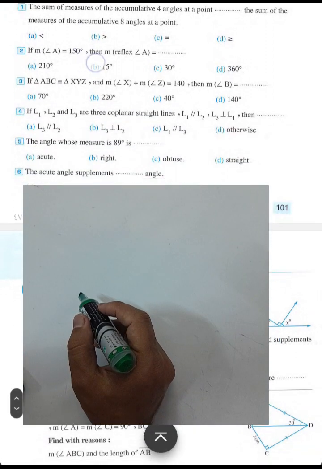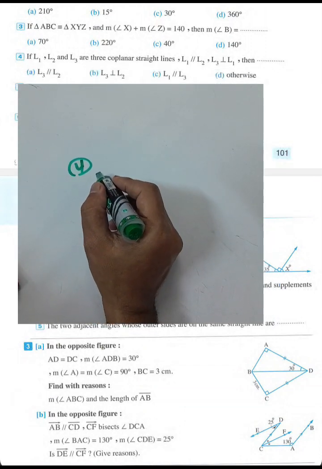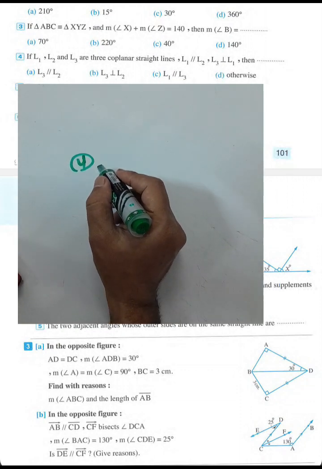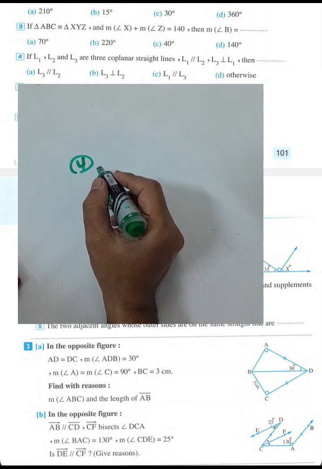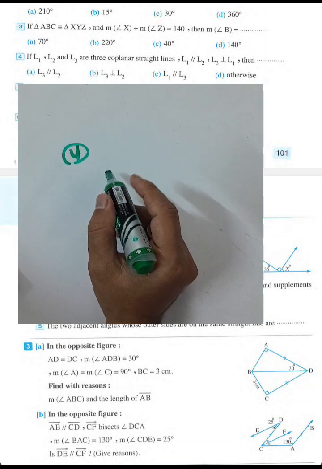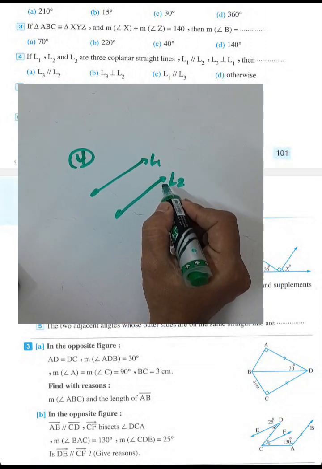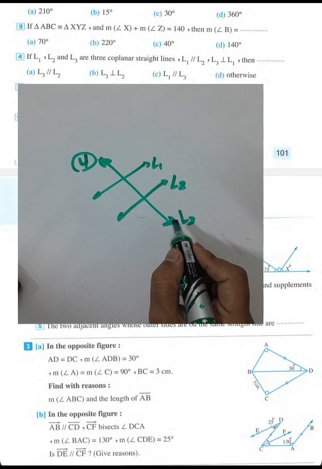Question number 4. If L1, L2, L3 are three coplanar straight lines, L1 is parallel to L2 and L3 is perpendicular to L1, then we want to find the relation between L3 and L2. Okay, I will draw here in the same plane. We have L1 parallel to L2, and L3 perpendicular to L1.